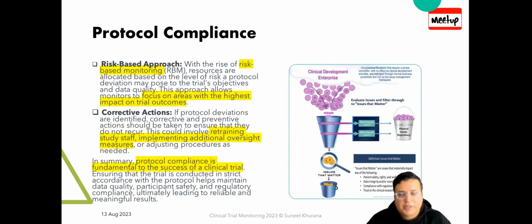So the risk-based approach, as I mentioned earlier, focuses on the areas with highest impact on trial outcomes. You see there are a lot of issues on the right, and then you filter down those issues to the ones that matter, and then you fix those issues. Those related to patient safety and integrity get prioritized. Compliance with review, trust in clinical research processes. So protocol compliance is fundamental to the success of a clinical trial, and that is ensured by the monitors.